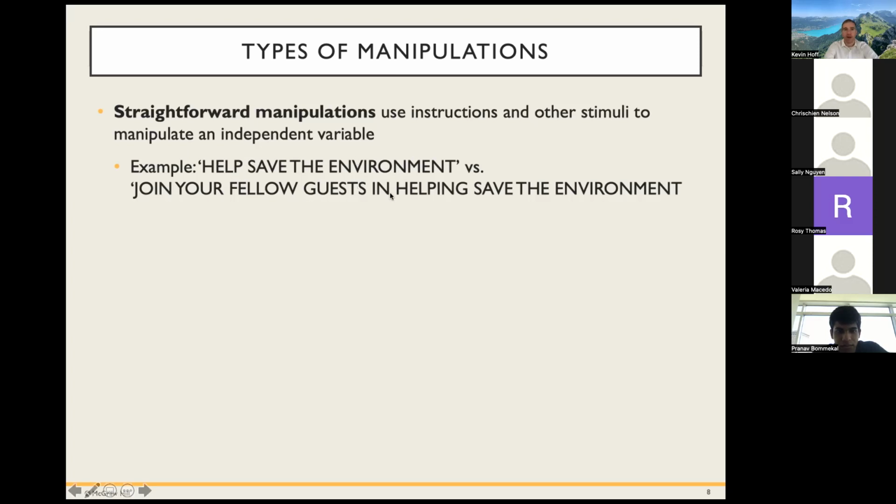And so what they found basically is that if the note only says help save the environment by doing blah, blah, blah, versus if it says join your fellow guests in helping save the environment, people are more likely to alter their behavior when it has this first part attached to it, like join your fellow guests, because then people are thinking, oh, other people are doing this too, and I want to be a good citizen. And that would be an example, yeah, of a straightforward manipulation where the independent variable here is just what's written on the sign in a hotel room. And in one case, we just have something that says a little bit more than the other.